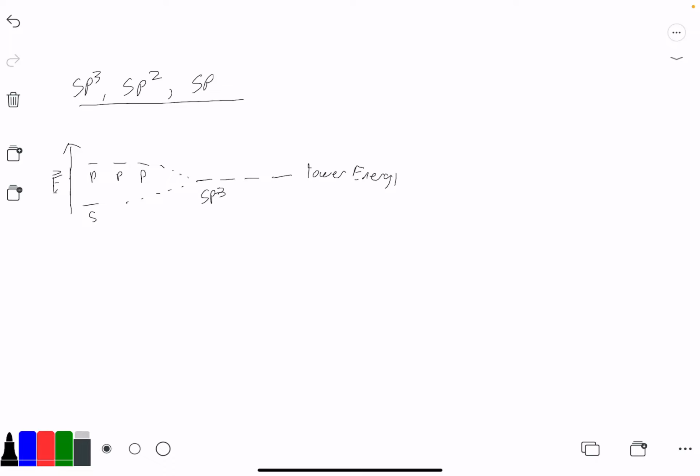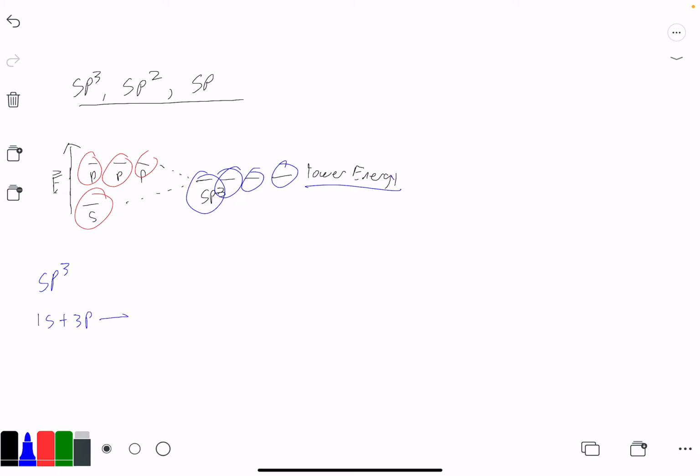And so this is how this concept works. You have your atomic orbitals, so these are your atomic orbitals here, and they rehybridize to give you your hybridized orbitals that are lower in energy. Okay. And so let's go over the orbitals that make up each one. So for sp3, let's do sp3 in blue. For sp3, you have 1 s plus 3 p's give you 4 sp3s. Okay.